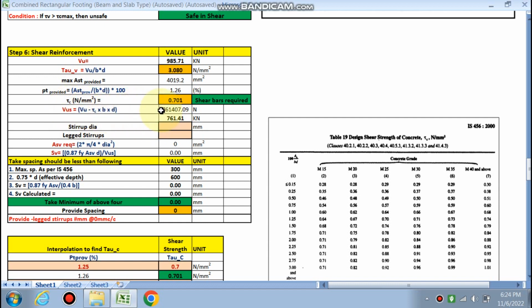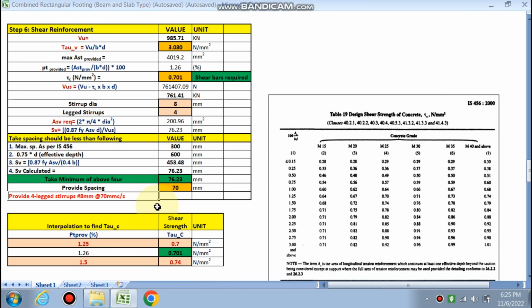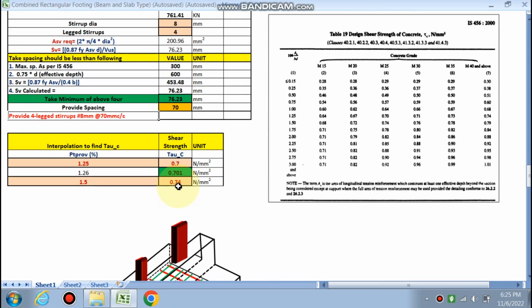So VUS is calculated by this formula, 761 kilonewton. If you assume 8 mm dia and a 4-legged stirrup, you can see the ASV required is 200 mm² by this formula. The spacing SV required is 76.23, and the rules for spacing as per IS 456 are a maximum spacing of 300 mm, 0.75D which is 600 mm, SV minimum is 453, and SV calculated is 76. So the minimum of these is 76 and the rounded-off value is 70 mm. So provide 4-legged 8 mm stirrups at 70 mm center to center. So we have designed the shear reinforcement also.